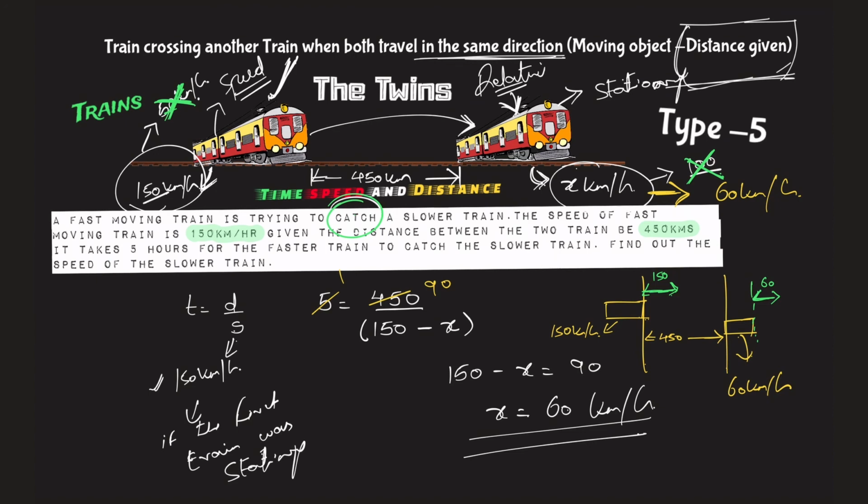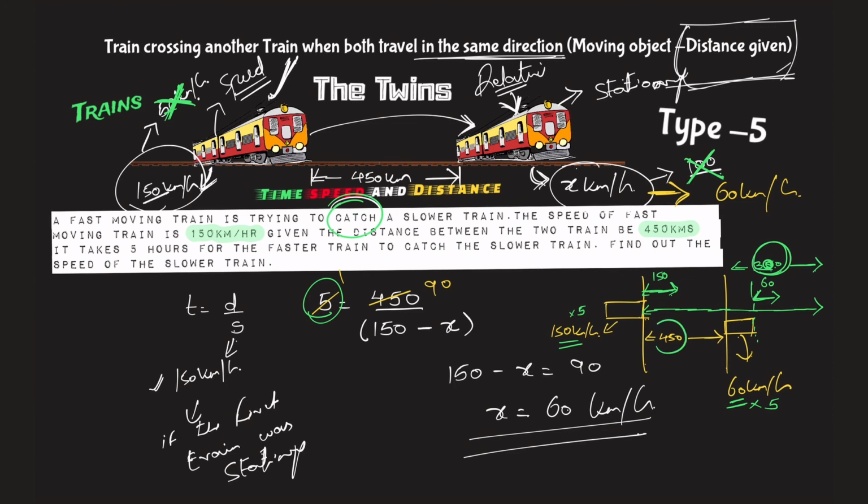If you want to imagine a scenario, say this train catches this train in 5 hours. So 150 kilometers per hour, how much will it travel in 5 hours? 150 into 5 is 750. So it will travel a distance of 450 plus 300 more from here. Correct? 450 plus 300, it will be 750. What will this other train travel in 5 hours? Speed is 60 kilometers per hour, so 60 into 5, this train will travel 300. Check it, it's the same 300.